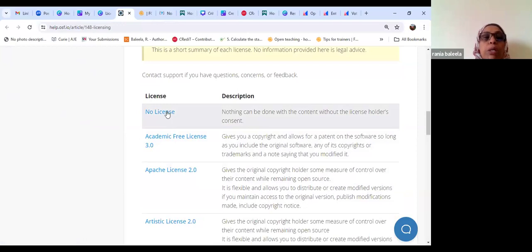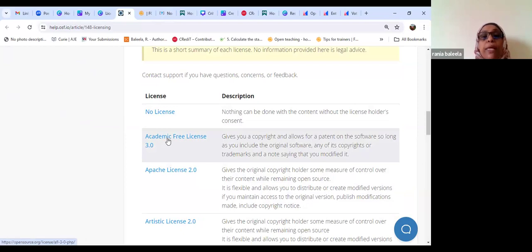And if you wish to not license your work, what is the description for that and how can you do that? What are the consequences as well? What is an academic free license, for example? So you can have different types of information that will lead you towards choosing the best type of license that will suit your work, your intellectual output.